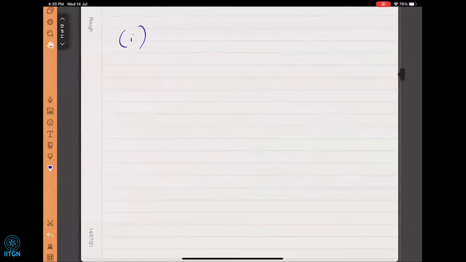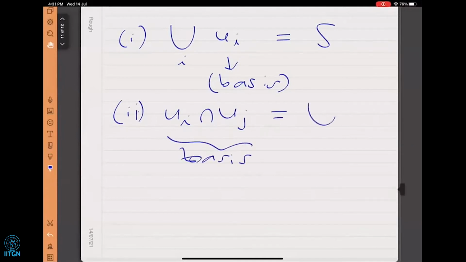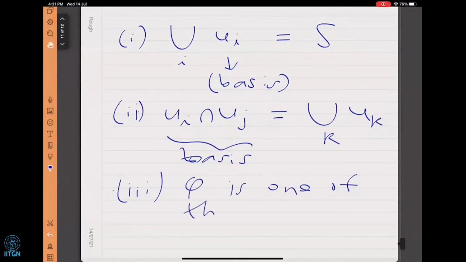One, that the union, I'm sorry, everything looks like U in this course, the union of all these Ui in the basis is equal to the full set. Two, the intersection of Ui with Uj, both being in the basis, is a union over some other Uk. And third, that phi is one of the Ui. So I hope you got my point.